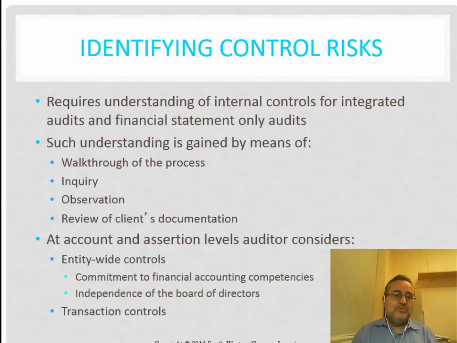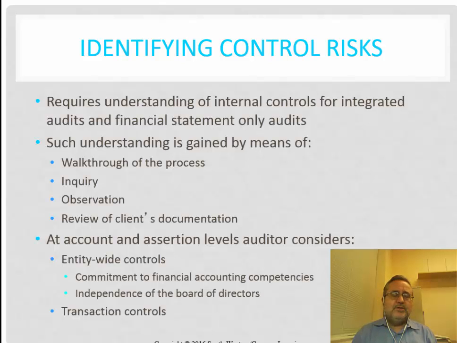Inquiry and observation is probably the key way that we identify the internal control structure. This is simply working with management as well as people that are doing their job and observing and asking questions. It's very important that we understand what's taking place. Seeing things, asking questions is very helpful to this process. We ultimately want to review client documentation.